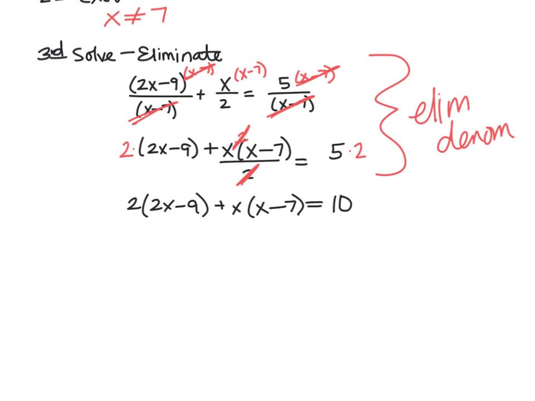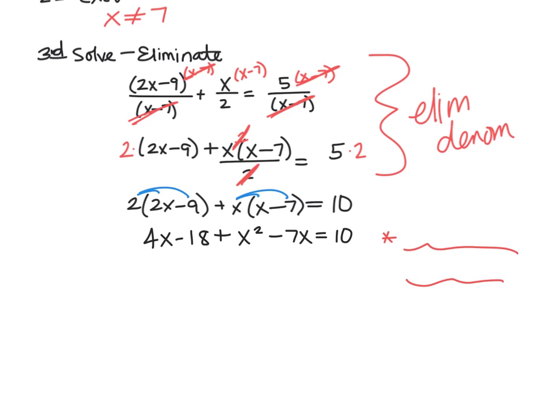So I'm going to scroll up here. I'll change over to blue. We've just got to distribute here, distribute there. 4x minus 18 plus x squared minus 7x equals 10. And you may notice the difference here is that we've got x squared. So if you have x squared, I'm just going to put a little star, but you need to write this note out: if you have x squared, make the entire equation equal 0.